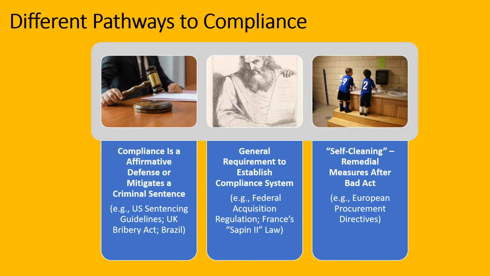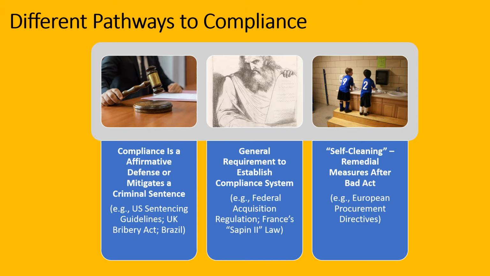Under the UK Bribery Act, a compliance system is the only available affirmative defense for a corporation whose agent commits a bribe. So compliance may be an affirmative defense or may mitigate a criminal sentence. A completely different way to get to compliance is under a general statutory or regulatory or contractual obligation to set up a compliance system. So for example, in France, under the Sapin 2 law, there's a generalized requirement for larger companies, larger corporations, to set up compliance systems.